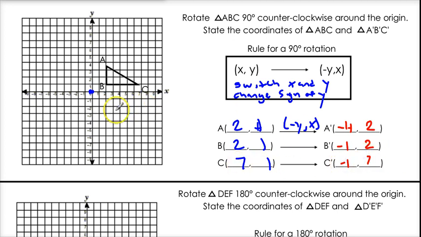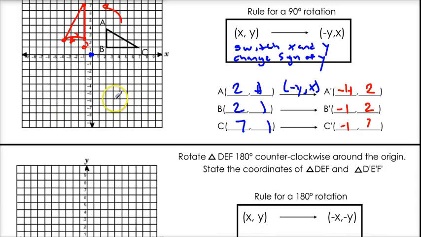So let's graph these three points. So A prime is negative 4, 2. That's our A prime. Our B prime is negative 1, 2. That's our B prime. And our C prime is negative 1, 7. That's all the way up here. That's our C prime. So our triangle would look like this after our rotation. And that makes sense. Doesn't that look like I rotated 90 degrees clockwise. So that's one turn over there.